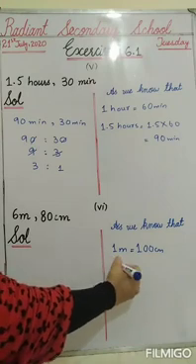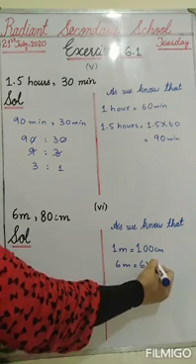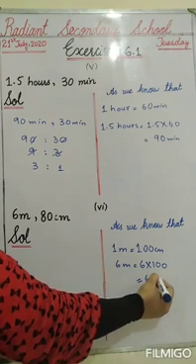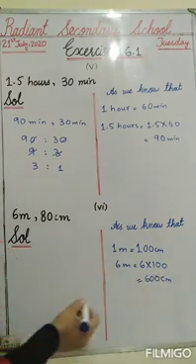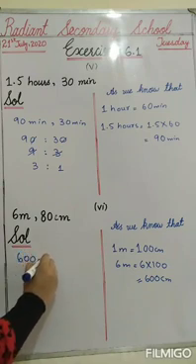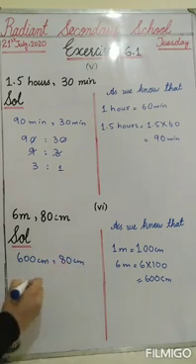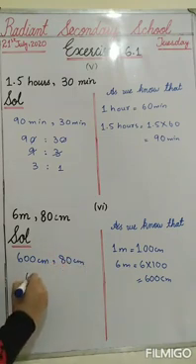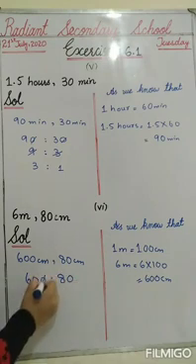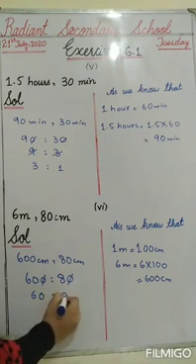Now class, for the 6 meters, what we have to do, we will multiply 6 by 100 and we get 600 centimeters. Now 6 meters in centimeters are 600 centimeters, and 80 centimeters. Now units are same, write in the form of ratio. 600 ratio 80, 0 and 0 will cancel out. We are left with 60 ratio 8.